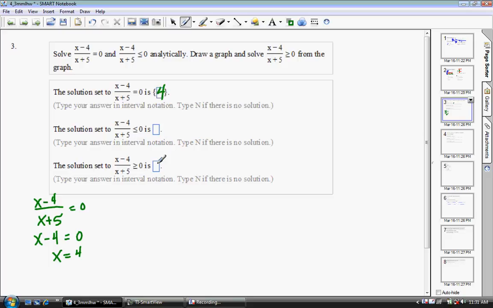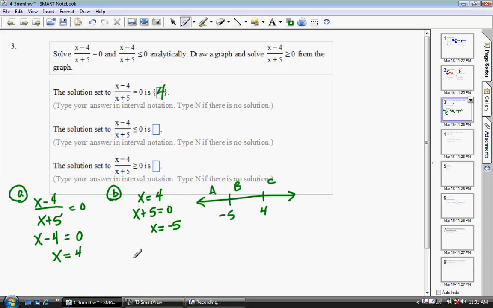Now, to find the solution to the inequality, let me call this part A and then part B. We're trying to find what makes it equal to 0 and what makes it undefined. Those are going to be the numbers on our number line. So we know it's equal to 0 at x equals 4. Where is it undefined? That's where the denominator is equal to 0, and that is at x equals negative 5. So on our number line, we're going to have partitions formed between the negative 5 and the 4. So if we talk about different regions, we can then test.